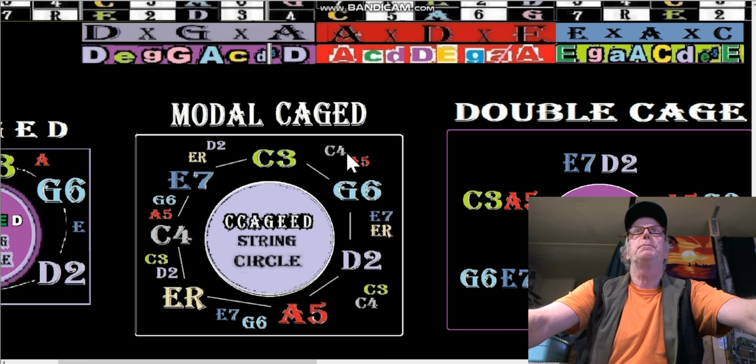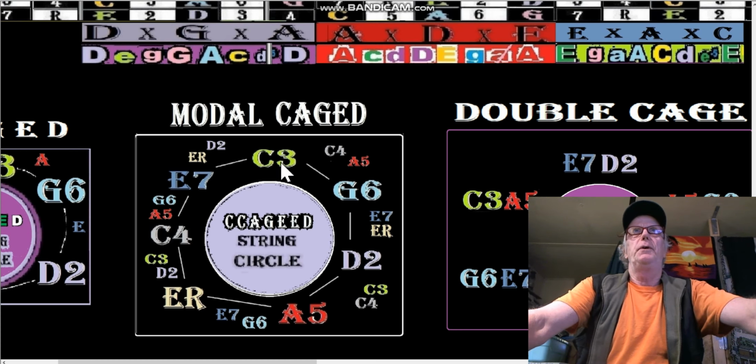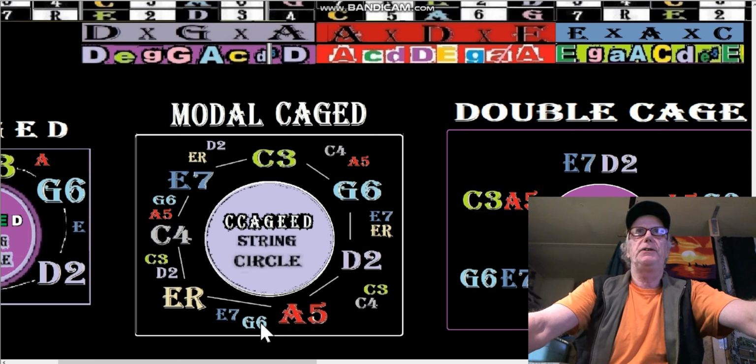So here's where you skip to in KG'd. The word KG'd should be written up here. It's really C C A G E E D right there, and then C C A G E E D right there, and then C C A G E E D right there. So you go around three times. You go around once, and you have three instances of the KG. That's almost three scales, like three scales right there.